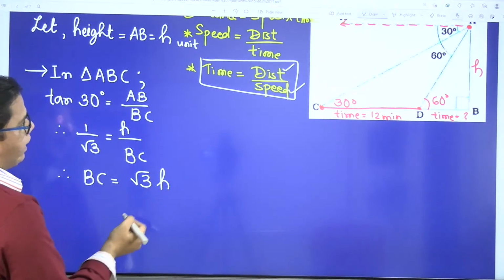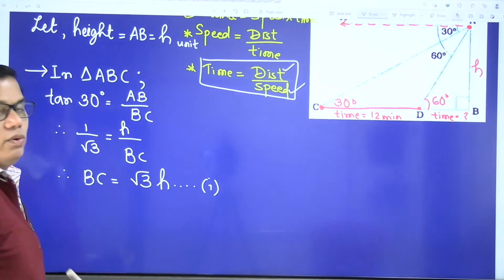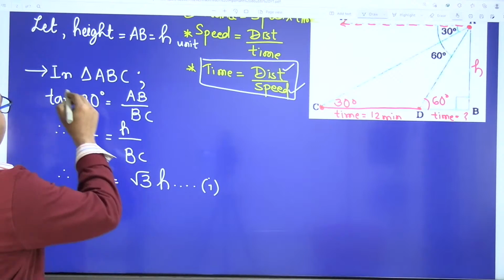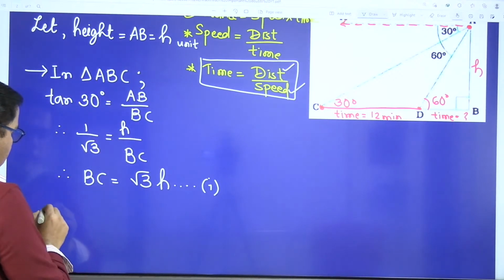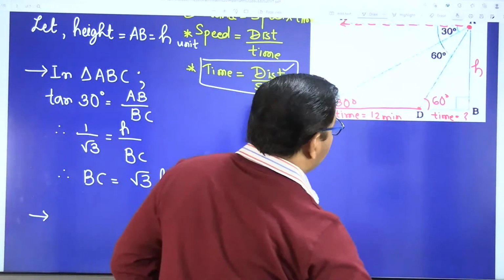I will take this as equation number 1. Yes, I will be needing this value later on. So let me frame this as equation number 1. After dealing with the larger right angle triangle, let me come to the smaller right angle triangle, that is triangle ABD.